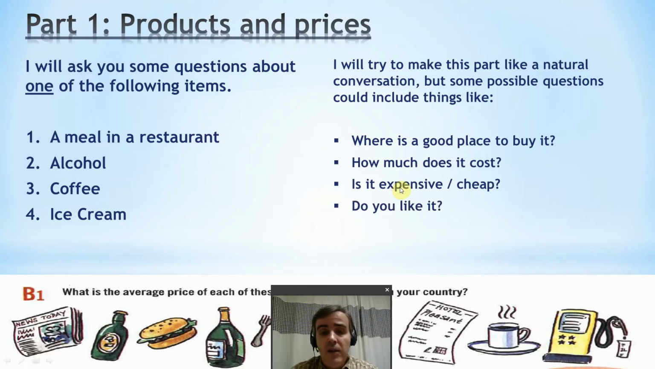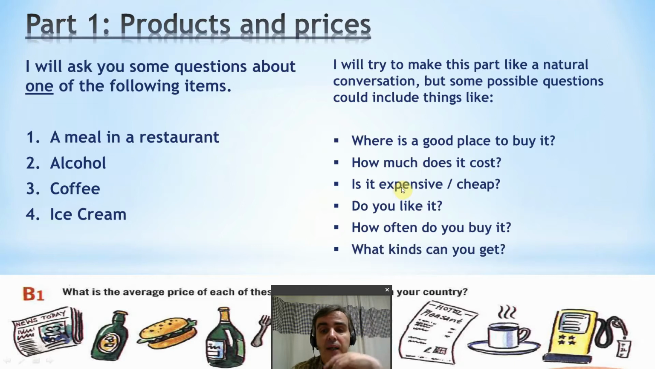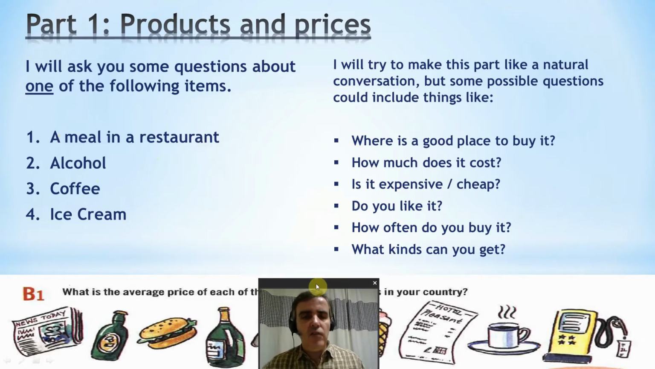Do you like this product? Maybe how often do you buy it? What kinds can you get? So again, if it's like alcohol, well, what kind of alcohol do you like? Or if it's a meal in a restaurant, what kind of restaurants are there? Can you go to a Japanese restaurant or can we eat in an Italian? So these are just some possible questions that I can ask.